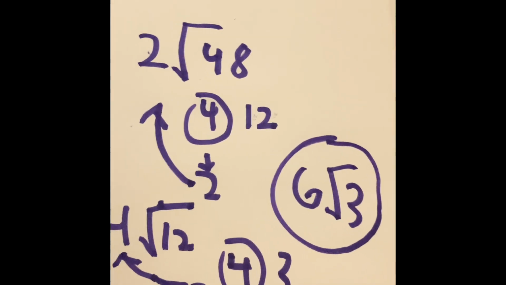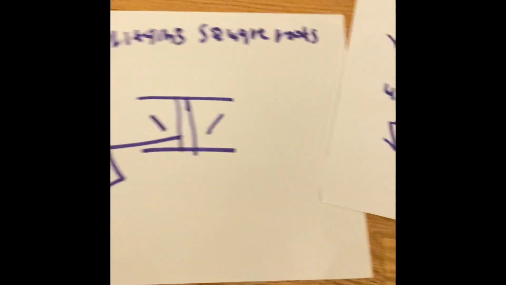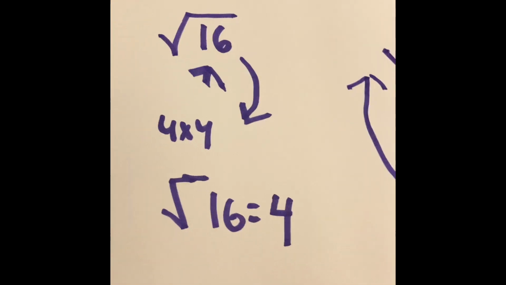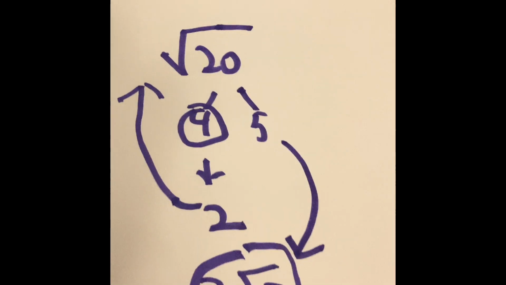And that is how we can simplify square roots when they are perfect and non-perfect.